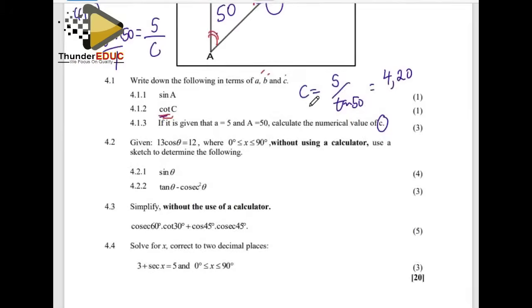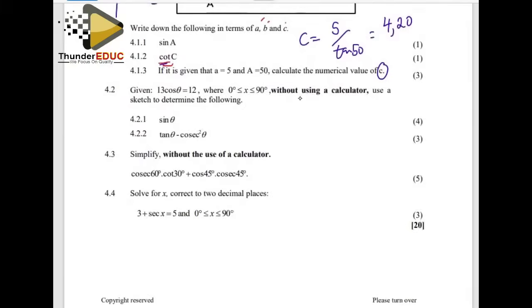Then 4.2, given 13 cos theta is 12, where theta is between 0 and 90 degrees, which is the first quadrant, without using a calculator and using a sketch, they want us to simplify this. So let me jot it down this side. We have 13 cos theta is 12. Step number 1, isolate the ratios. Divide both sides by 13, meaning that cos theta is 12 over 13.